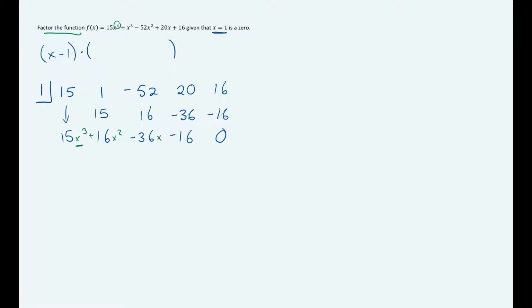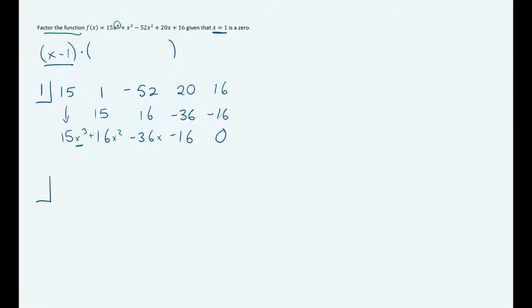There's 4 terms, so I could factor by grouping. Maybe that'd work, maybe it wouldn't. It doesn't always work. But I can do synthetic division again on that. The only question is, what should I divide by? What is my next factor like this?